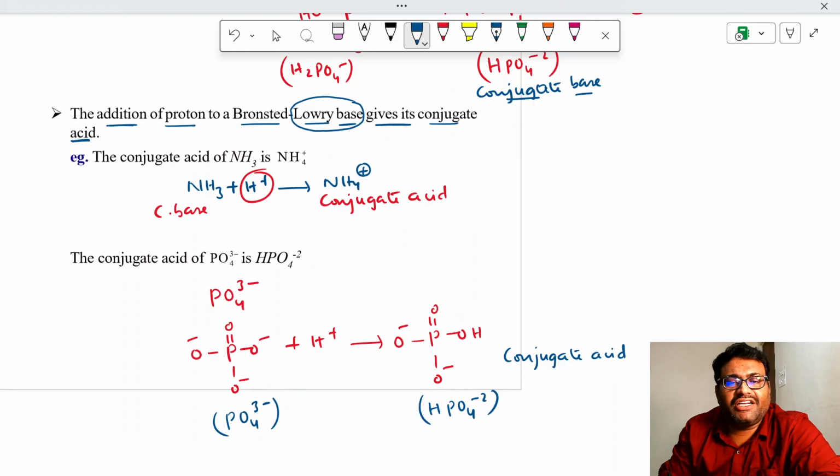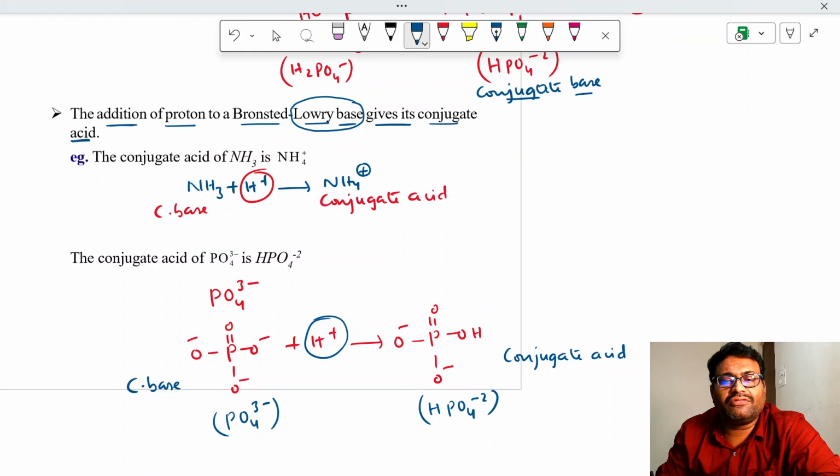Then what will be this? It has taken a proton. So what is this conjugate base? What do they differ? They differ by a proton. So these two are called conjugate acid base pair. Right?